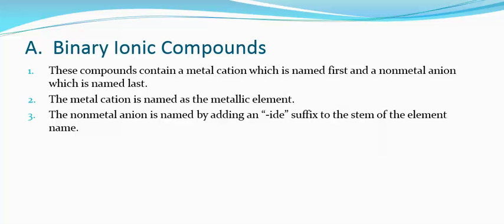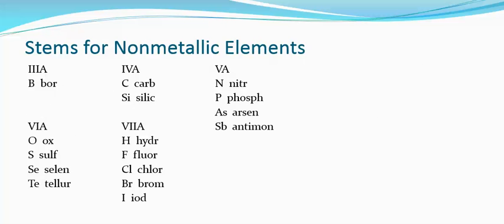The metal is named first, just as the element. The nonmetal is named last by adding the suffix -ide to the nonmetal stem. Here are the nonmetal stems. It's not really necessary that you memorize these. It's just the first part of the nonmetallic element's name. So let's look at a couple examples of some binary ionic compounds.